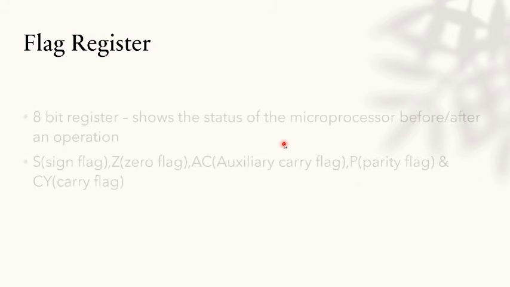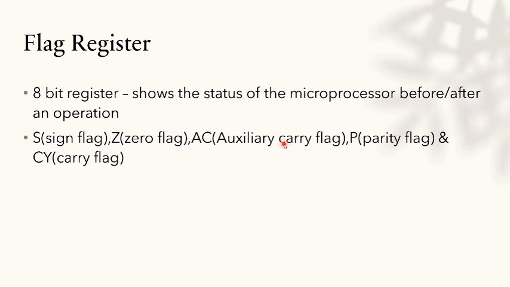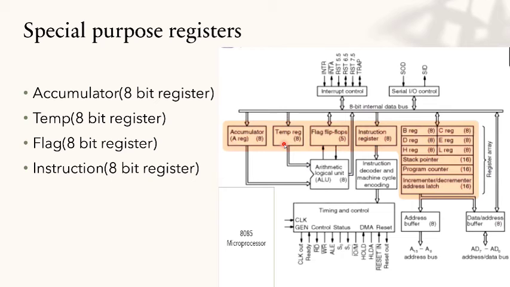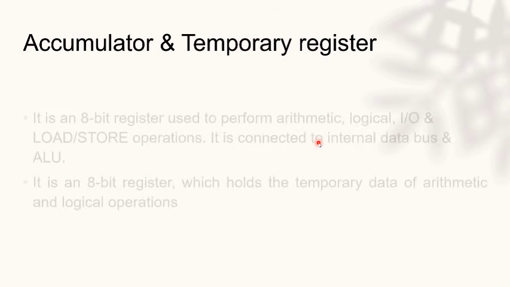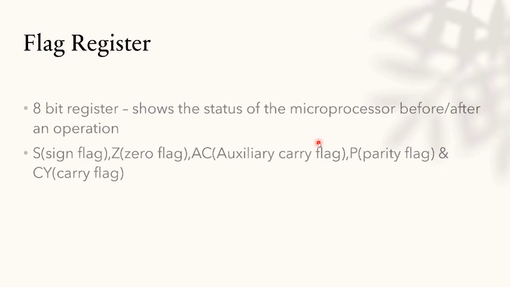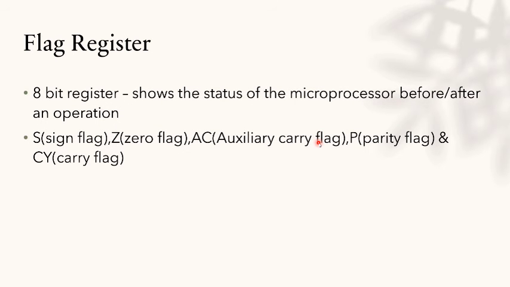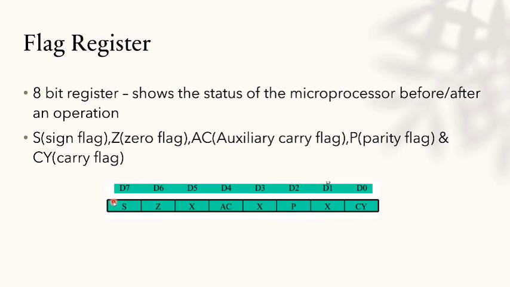Now we will see the flip-flops or flag register. The flag register is divided into a few components or types. The flag register is also an 8-bit register, and it shows the status of the microprocessor before and after an operation. Up to now we had discussed the accumulator and temporary register, which store the data, but the flag register is going to say the status of the microprocessor, saved both before and after an operation. It is divided into a few types.